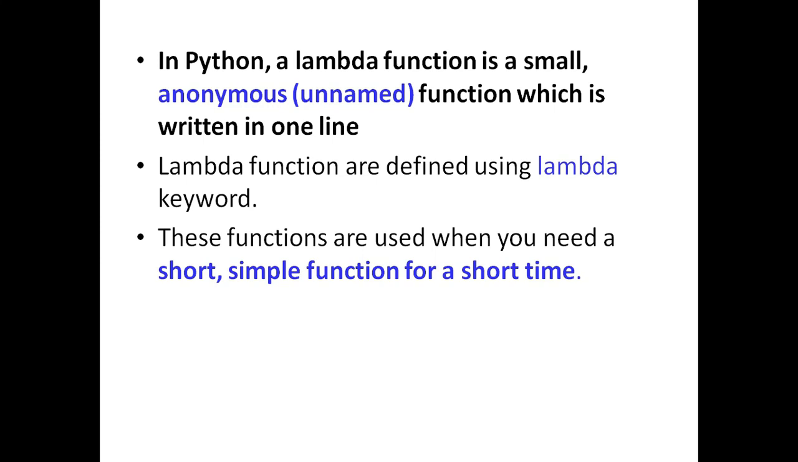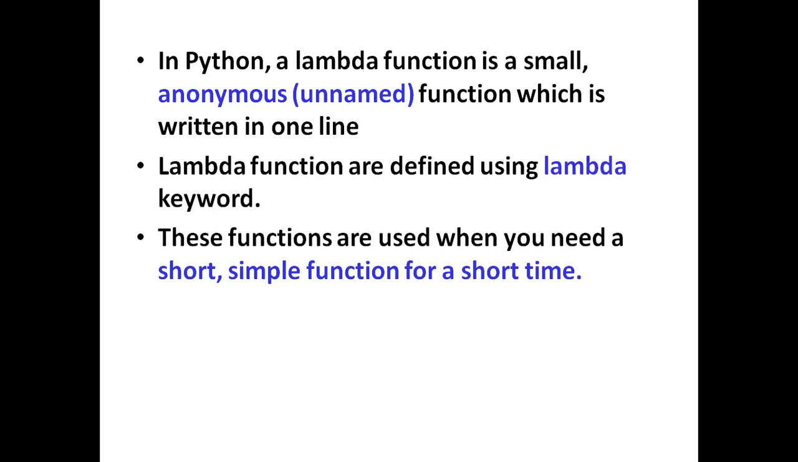Here we will see lambda function in Python. In Python, a lambda function is a small anonymous function, that is, an unnamed function, which is written in one line. Lambda functions are defined using the lambda keyword, and these functions are used when you need a short, simple function for a short time.